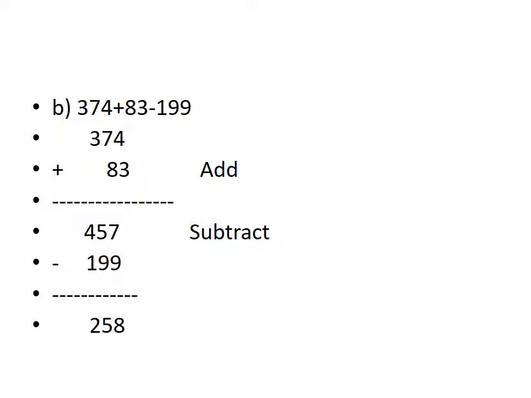B part. 374 plus 83 minus 199. First add 374 and 83. 4 plus 3, 7. 7 plus 8, 15. Carry 1. 3 plus 1, 4. Answer is 457. Now subtract 199 from it. 17 minus 9, 8. 14 minus 9, 5. 3 minus 1, 2. Answer is 258.